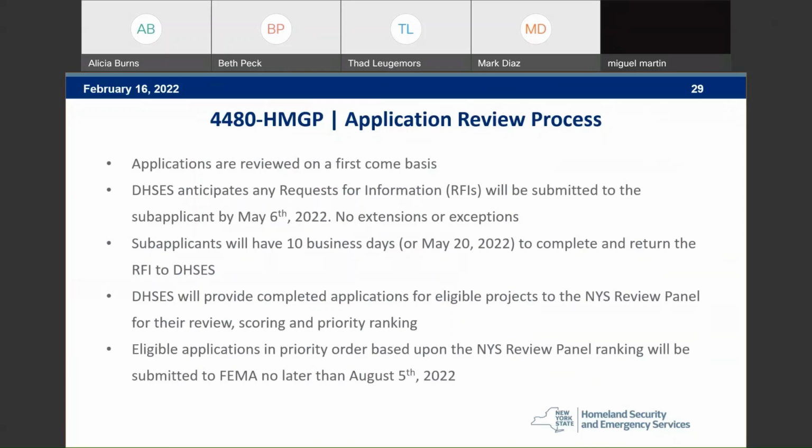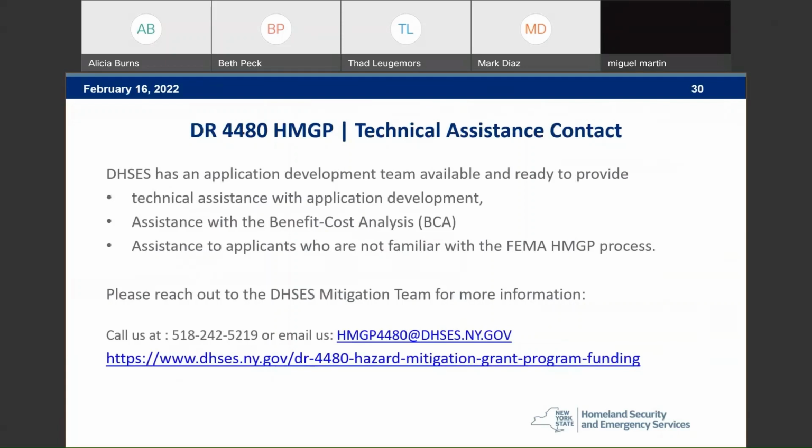Next slide, please. Here is the technical assistance contact information, to get in touch with us so we can make sure that we are providing you with the best available assistance, not only with your application development, but also with the BCA. Our phone number is 518-242-5219. Our email is hmgp4480@dhses.ny.gov.